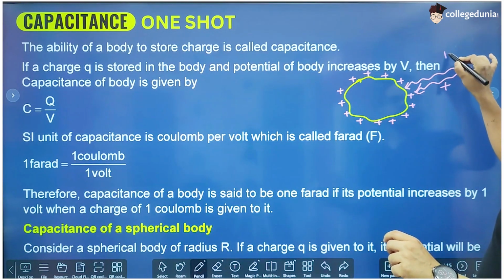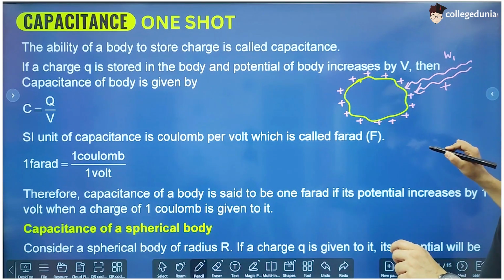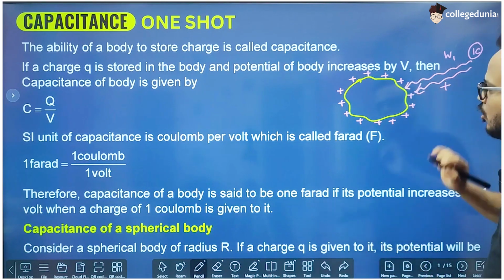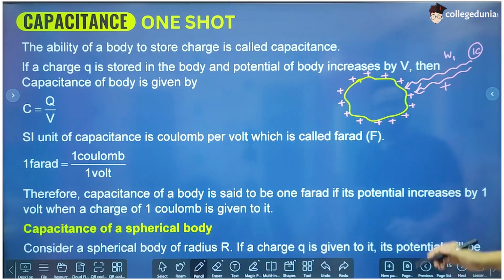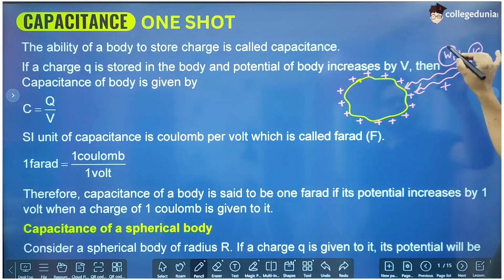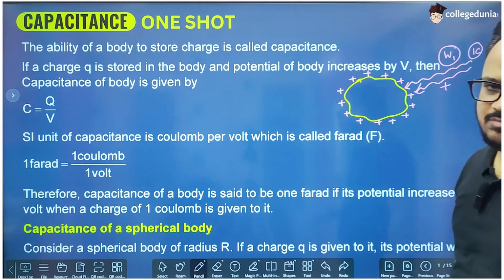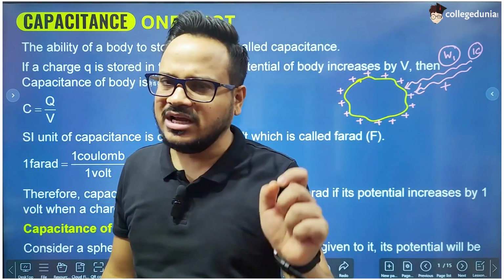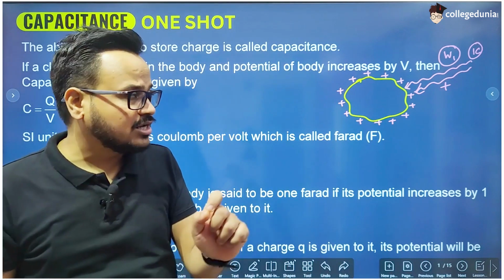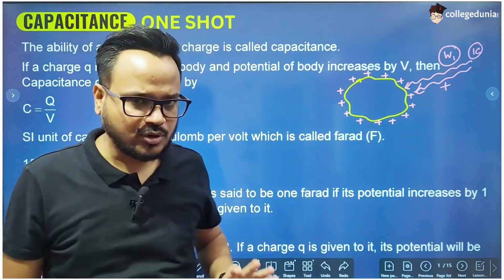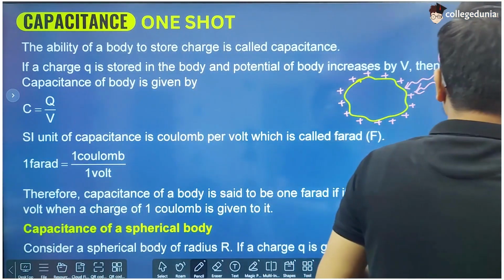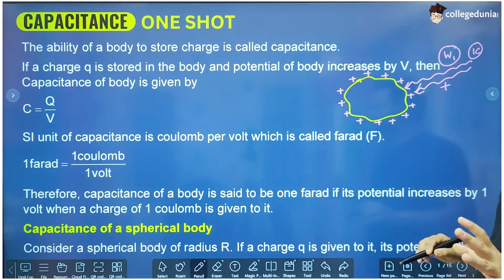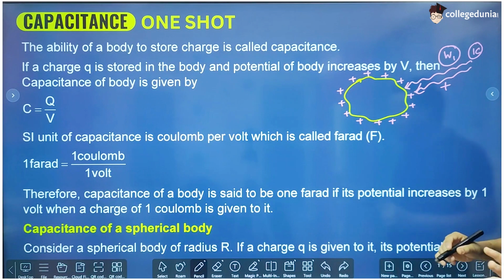If in the first case W1 work is done to bring a charge of 1 coulomb from infinity onto this body, then the potential of the body becomes W1, according to the definition of potential, because potential at a point is just equal to the work done in bringing a charge of 1 coulomb from infinity to that point. So the work done is W1, and the potential of the body is W1.